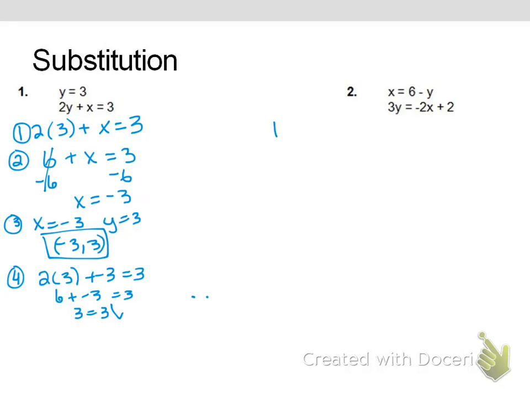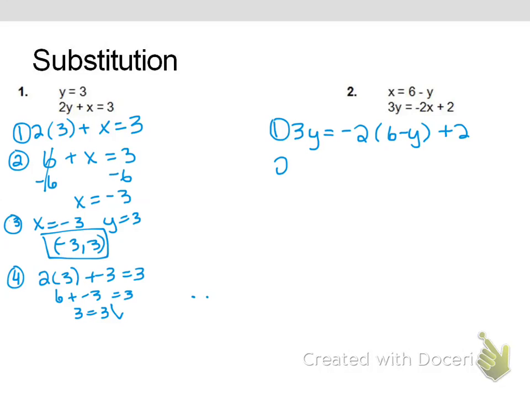Okay, so person number 1, pay attention. Here we go. Step 1. 3y equals -2. Okay, so person number 1, explain what I just did. You should have used what word again? Substitution. I substituted 6 minus y in place of x.